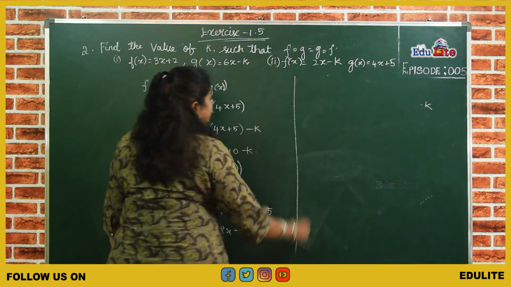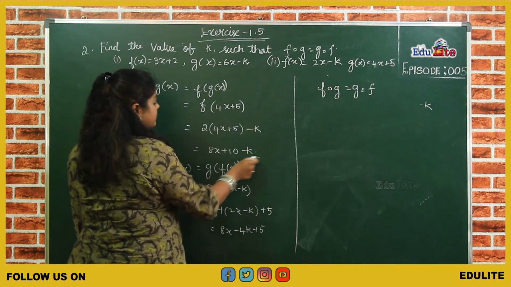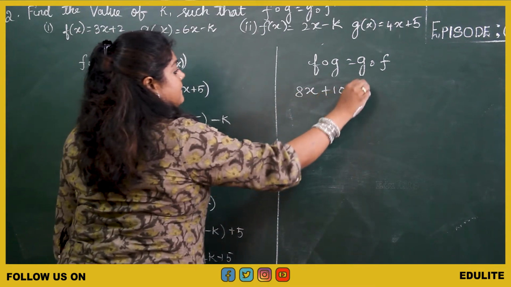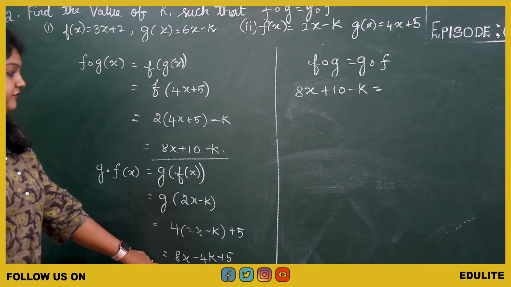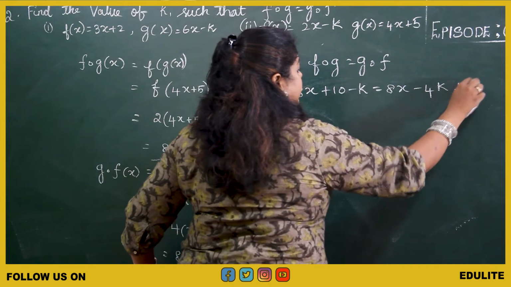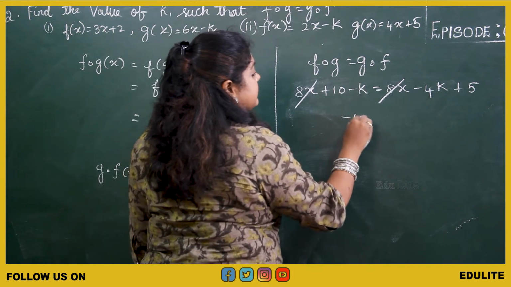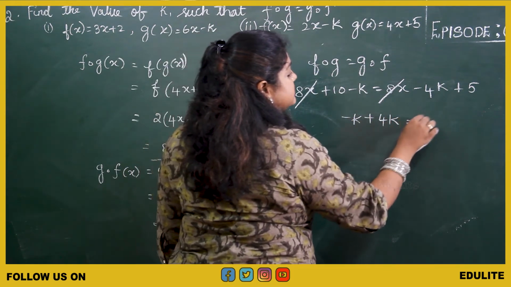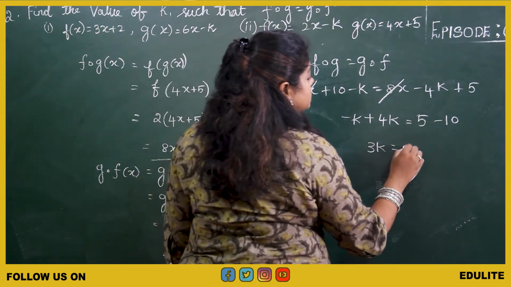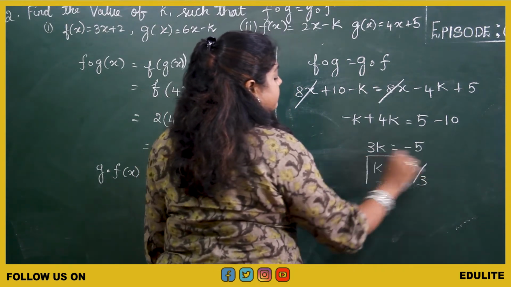Now we have to use the relation f composite g is equal to g composite f. F composite g is 8x plus 10 minus k and g composite f is 8x minus 4k plus 5. 8x will directly get cancelled. We'll take k to one side. Minus k plus 4k is equal to 5 minus 10. 3k is equal to minus 5. Therefore k is equal to minus 5 by 3.